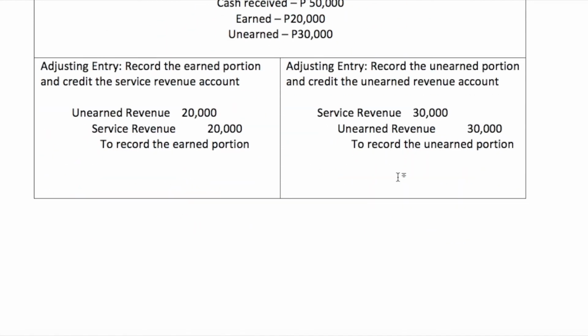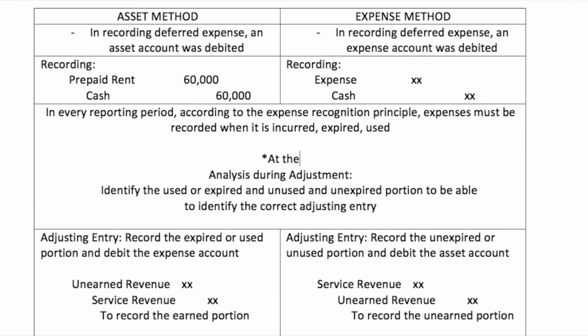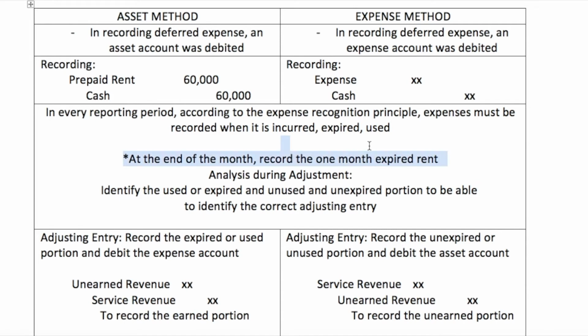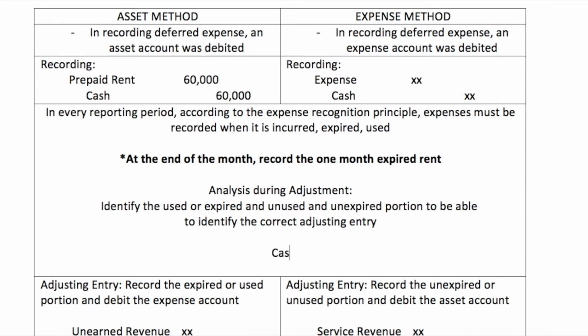At the end of the month, record the one month expired rent. Expired rent means you have already used the one month, since one month has already lapsed, right? So what we do here, the same thing: identify the expired or used portion, and the unused or unexpired portion. Okay, so we have here cash paid.